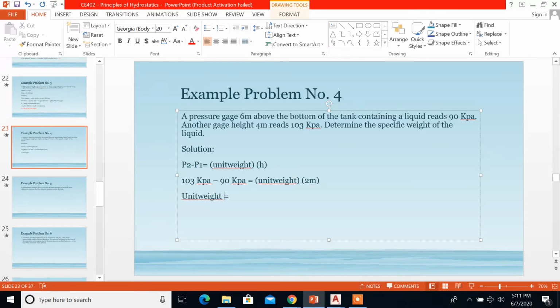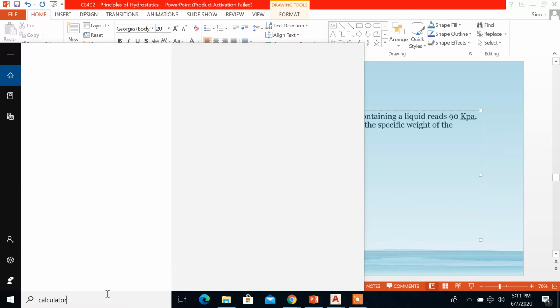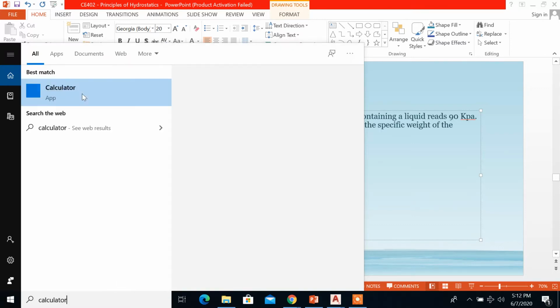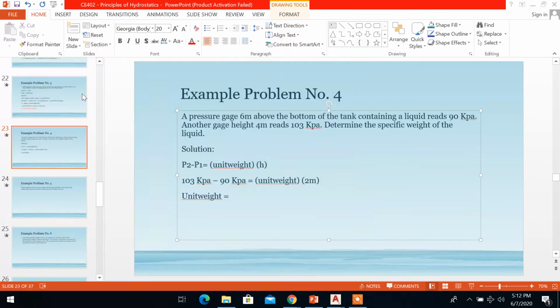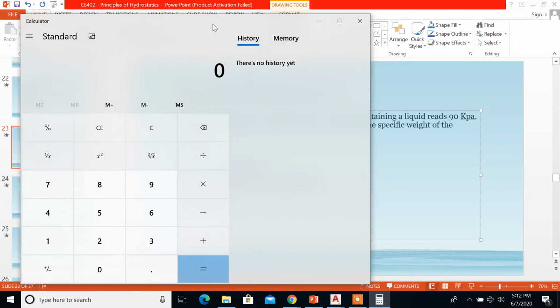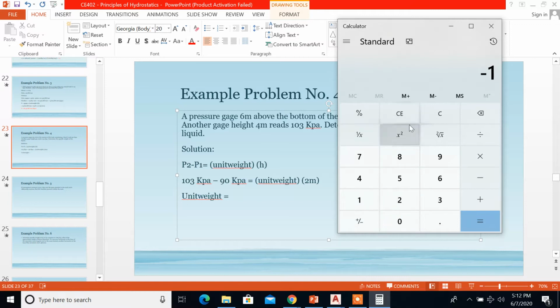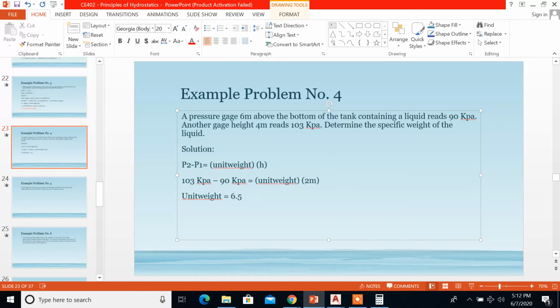So, unit weight equivalent to... calculator. Wala tayong calculator, so mano-mano na lang. Or, since meron naman kayong hawak dyan, solve nyo na lang din. 103 minus 90, so 13. Divided by 2. So, unit weight natin is equivalent to 6.5 kilonewton per cubic meter. Ito na yung ating unit weight. Ayan, ganun na kadali. 6.5 kilonewton per cubic meter.